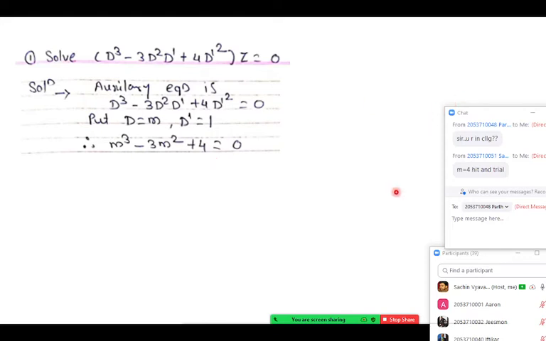Yes, I think Sahitya got m equal to 4 as the root by hit and trial. Okay, m equal to 2. Someone says 4, someone says 2. If you take 2, 2 cube is 8, 8 minus 12 plus 4, that is 0. So 2 is the correct one. Yes, Iftikhar, good. You got all three: minus 1, 2, 2. Minus 1, 2, 2 are the roots.